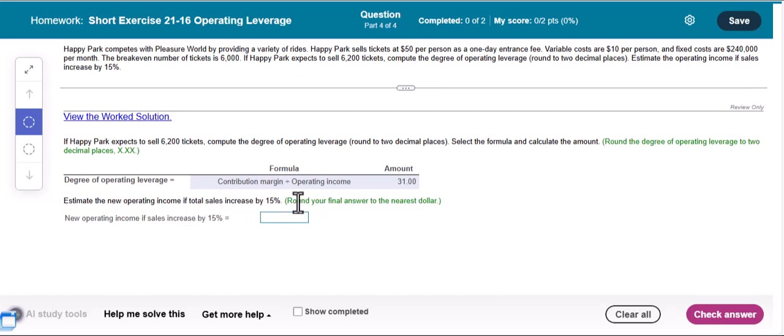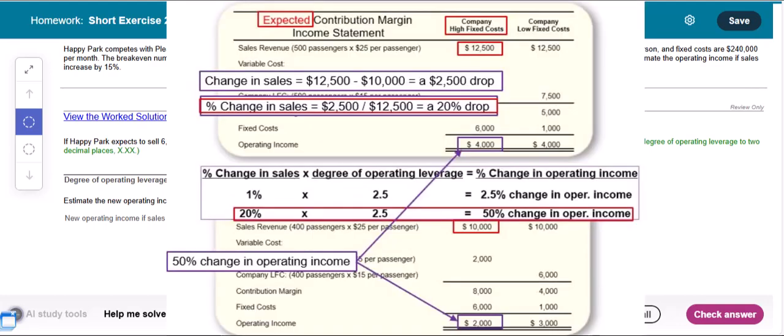Okay, so the next part here, we have to estimate the new operating income if total sales increase by 15%. Round your final answer to the nearest dollar. New operating income if sales increase by 15% equals. So we're going to do a little bit of review here and go back to our PowerPoint slide.